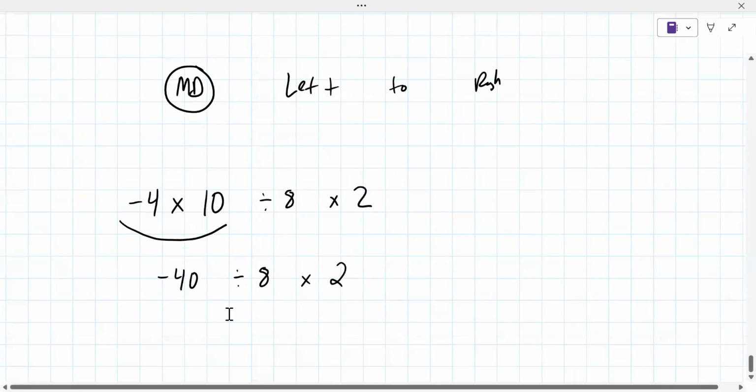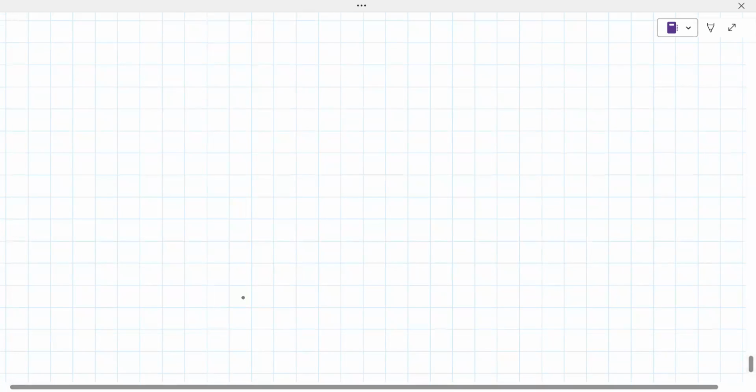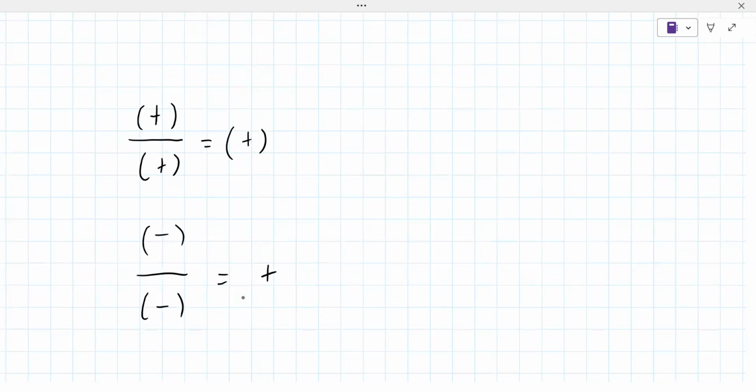Okay, so let's quickly review. Would it be negative 5? It is -5. That's what I meant, sorry. A positive divided by a positive is a positive. A negative divided by a negative is a positive.